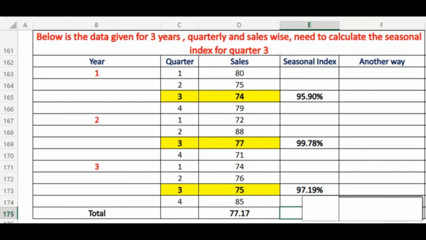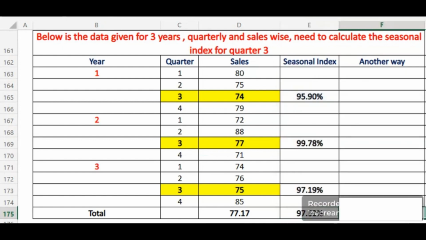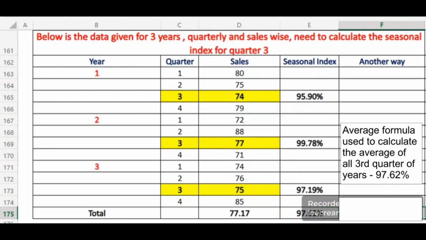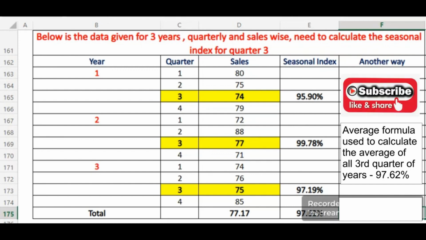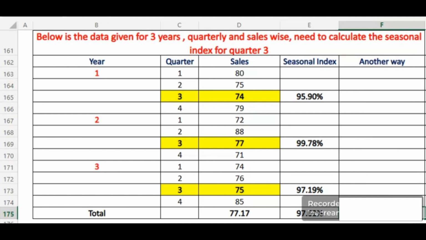Now, what would be the average of all of these things? So we have to apply the simple formula of average. That would be your 97.62. So this would be the seasonal index of all of the quarter three for all of the 3 years.